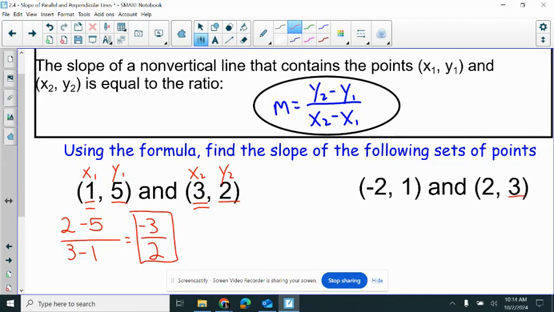On top of the fraction, you subtract the y's, 3 minus 1. On the bottom of the fraction, you subtract the x's, 2 minus negative 2. If you notice, this time I have a negative. The minus is part of the slope equation, so you have to have the minus and the negative. So I end up with 3 minus 1 is 2. 2 minus negative 2 is the same as 2 plus 2, which equals 4. So just be careful with your negatives. Simplify it if you can.